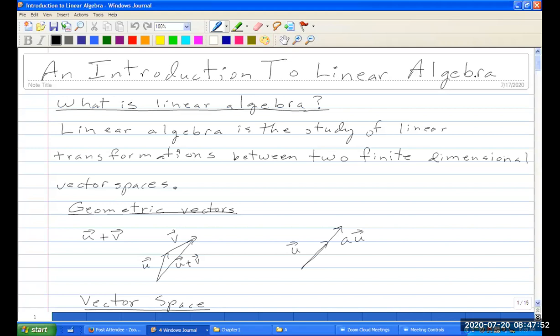Not till I actually get to problems in the book will I be doing that. So, an introduction to linear algebra. So first off, what is linear algebra? Linear algebra is the study of linear transformations between two finite dimensional vector spaces.